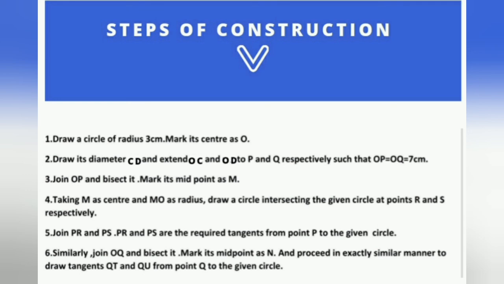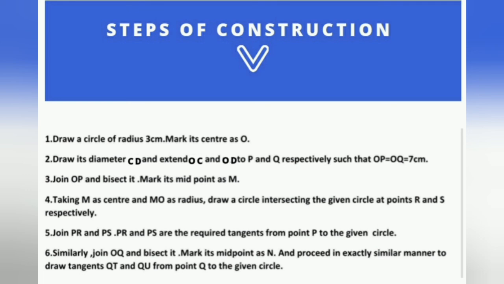Then taking M as center and MO as radius, draw a circle intersecting the given circle at points R and S respectively. Join PR and PS. PR and PS are the required tangents from point P to the given circle. Similarly, we will join OQ and bisect it. Again, we will be bisecting it by drawing the perpendicular bisector and then mark its midpoint as N and proceed in exactly a similar manner to draw tangents QT and QU from point Q to the given circle.